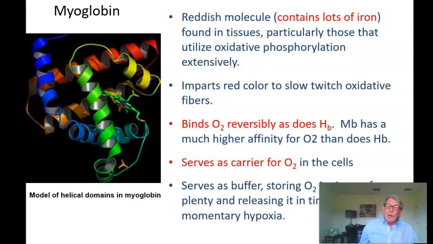We have another hemoglobin type molecule called myoglobin. As you know, myo means muscle. So this is a hemoglobin type molecule inside skeletal muscle in particular. And it makes your skeletal muscle, especially the oxidative ones, really red looking, the red fibers.